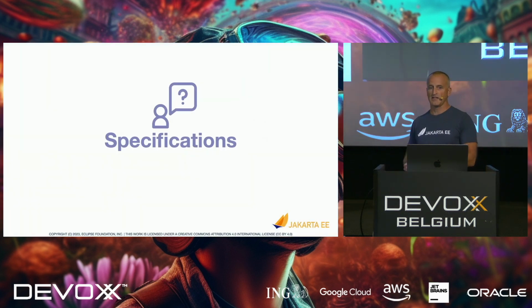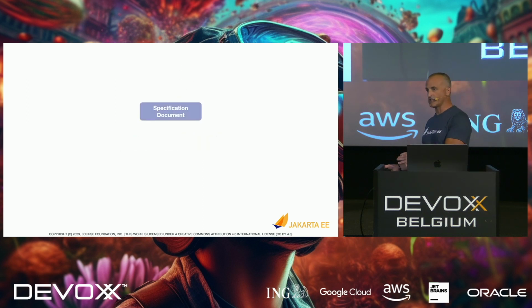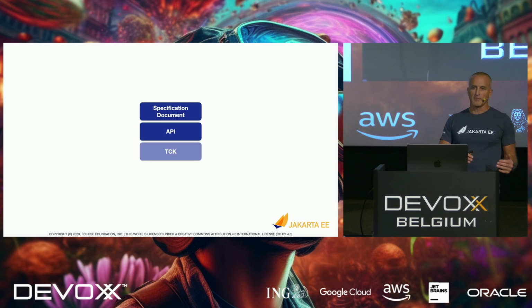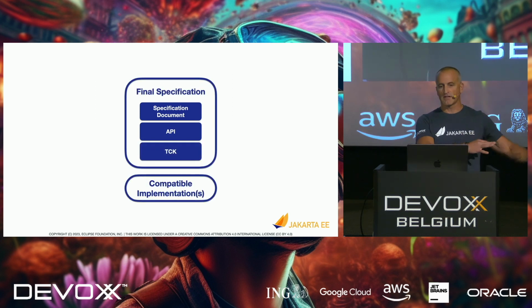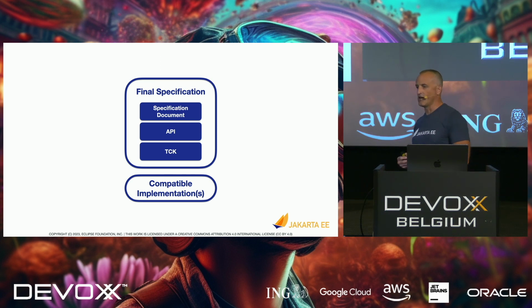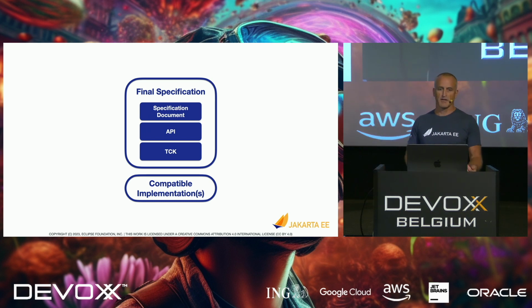And Jakarta EE 10, or Jakarta EE in general, is all about specifications. And when we talk about specifications, we talk about a specification document that in textual form describes some piece of technology. We have some API artifacts that are usually in Maven Central, and that's what you as developers would use when you program against these APIs.